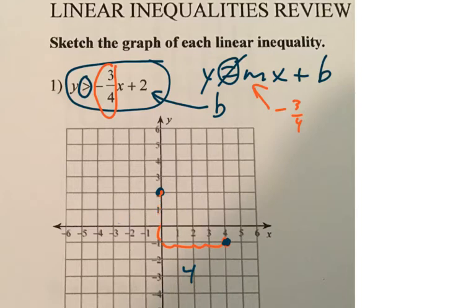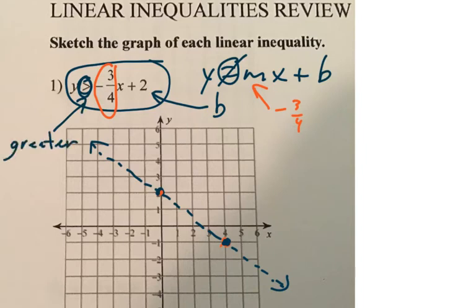All right, let me clean that up so it's not so messy now. And now I'm going to connect it with a dotted line. Now, why did I make it a dotted line? Is because it's not equal to. If it was equal to, we would have a solid line. It is a greater than, and that's another key thing. Some of you guys still get greater than and less than confused, but that's a greater than.